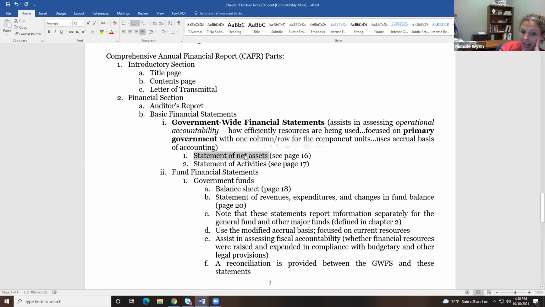So a statement of net assets. Net assets is like net revenue. Net revenue is the difference between your revenue and your contra revenue, like your discounts and returns. And net assets is your assets minus your liabilities. It's the difference between your assets and liabilities. If you look on page 16 of your book, you'll be able to see an example of that balance sheet.